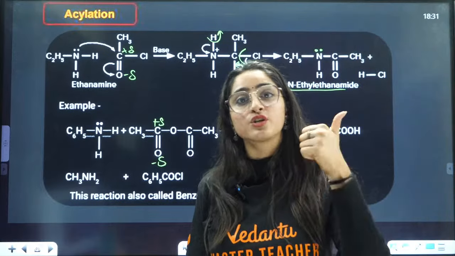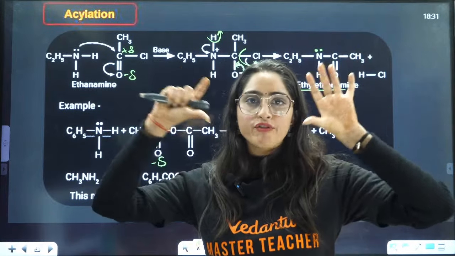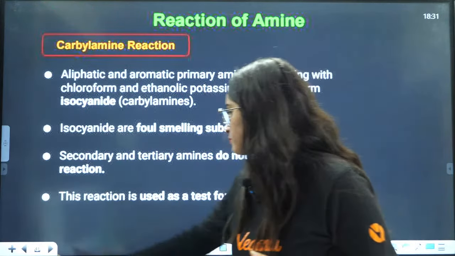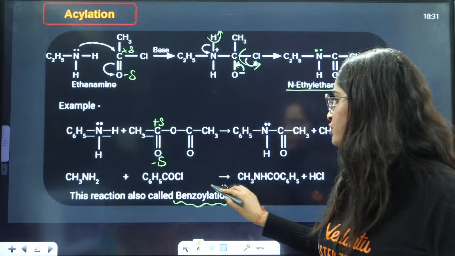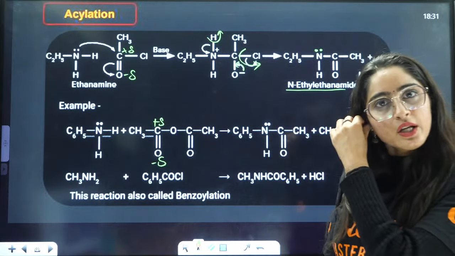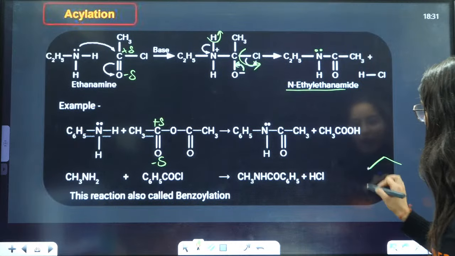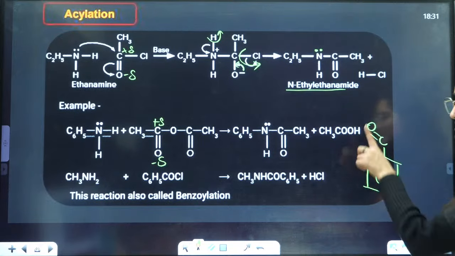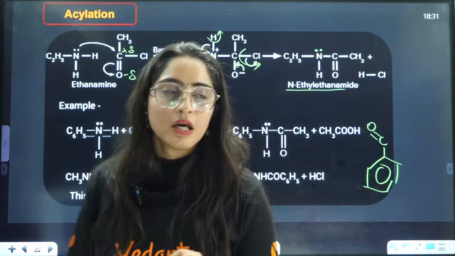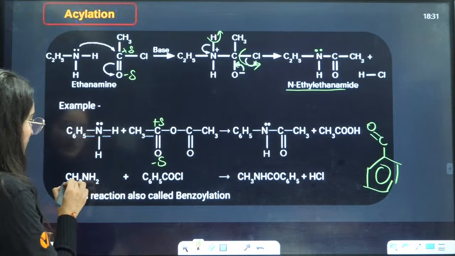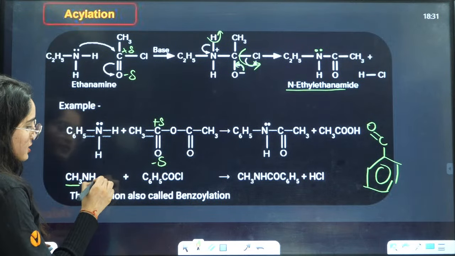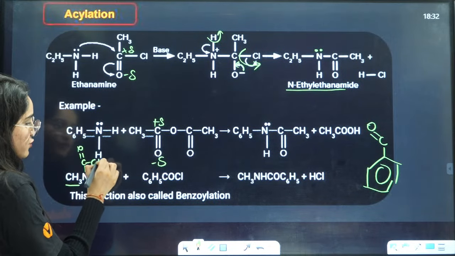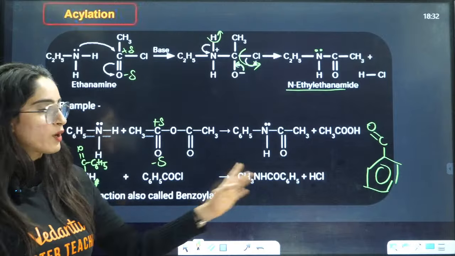Again, this reaction is also included in the series of reactions that they will ask you in JEE questions. This reaction is also called benzoylation. Now, what is benzoylation? When this group is added, that is called benzoylation. That means, for example, you have CH3NH. Instead of this hydrogen here, you will add C double bond O, C6H5. That will be called benzoylation.